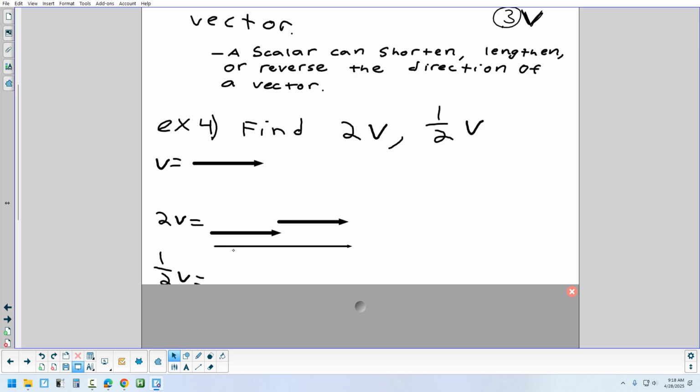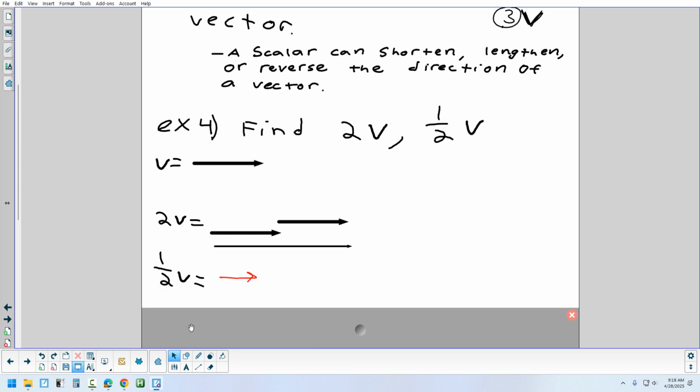Now, half v, I don't have a way to do that one exactly, but it would point in the same direction, and it would be half as long. So maybe about like that. So that's half v. In one case it got longer, in one case it got shorter. What kind of number do you think you would scale by and it would get longer? Your number would have to be more than 1.